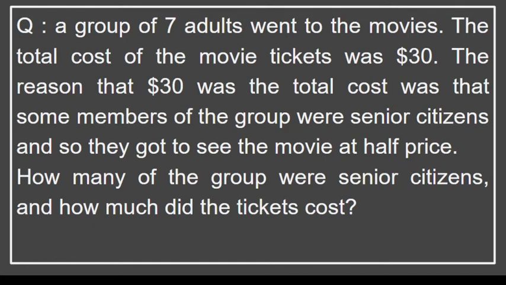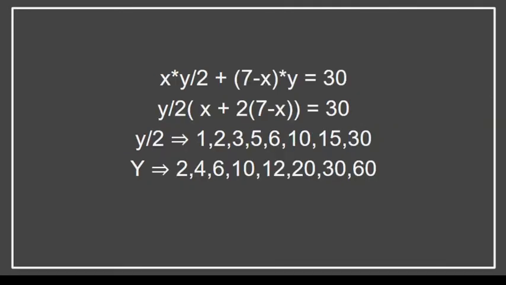My first approach would be to form a mathematical equation where x is the number of senior citizens and y is the cost of an adult ticket. Since the cost of a senior citizen ticket is half of what it costs for an adult, we get the following equation, which sums up to 30.